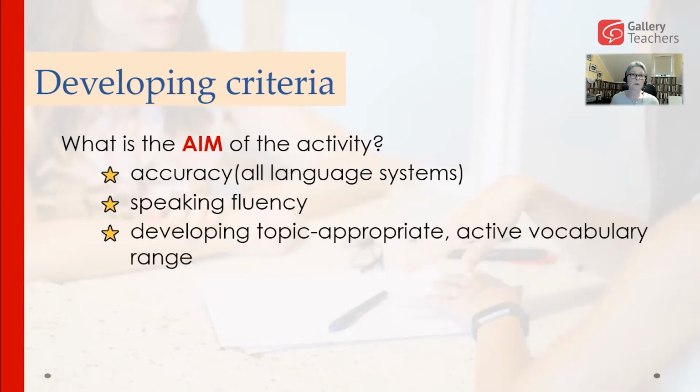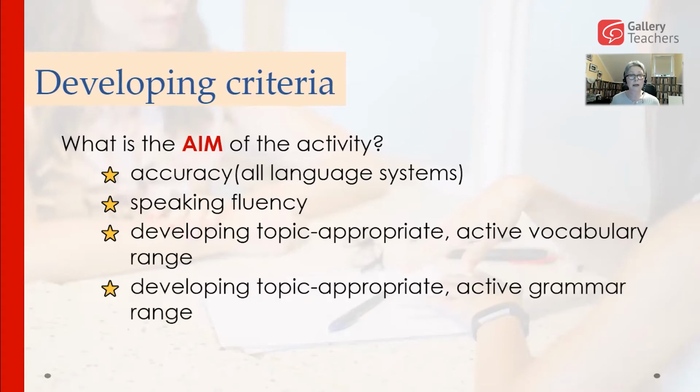So for example, we could focus on accuracy. And here we are talking about all language systems. So it could be accuracy in terms of grammar. It could be accuracy in terms of pronunciation. It could be accuracy in terms of lexis or function. We could also be focusing on developing speaking fluency. We could also be focusing on developing vocabulary range or grammar range. But we could also be working on developing communicative strategies. For example, the ability to describe a word you need, but you don't remember or you don't know, and getting meaning across in this way.